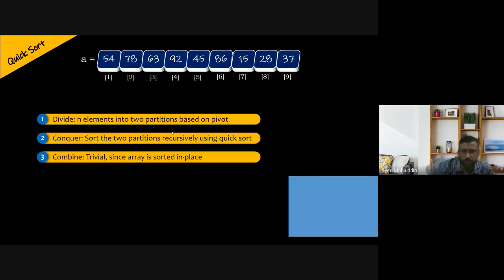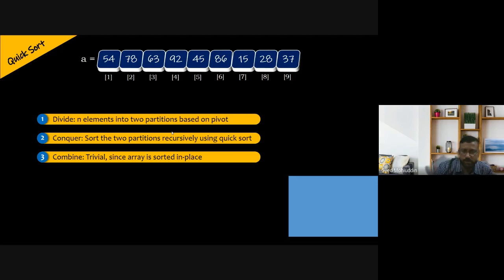Now, having seen what the pivot element is, we will look at how quick sort uses the divide and conquer approach. Remember one thing, quick sort doesn't partition the array or set of elements into equal halves. It may not. It partitions depending upon the pivot element. Remember that. Now, the first phase is divide. There are n elements. They have to be partitioned. That partitioning is based on the pivot element.